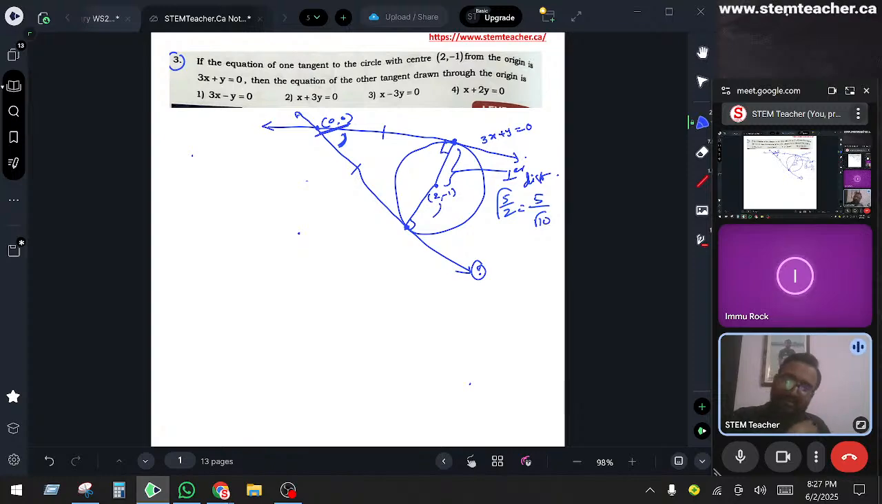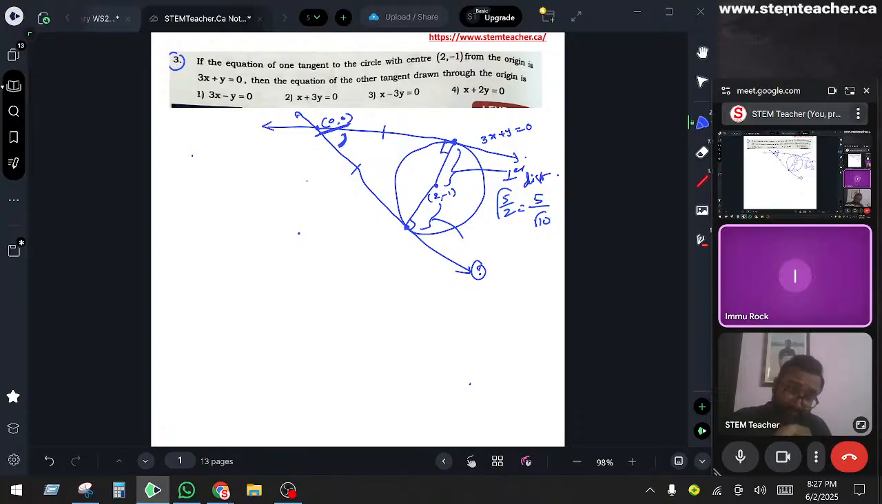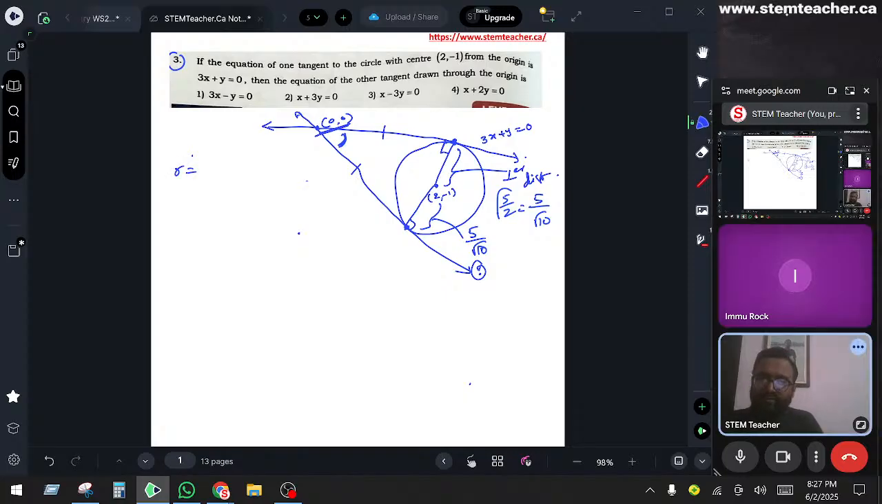What will this distance be? It will not be 5 by root 10. It is the radius. Okay, so r is the perpendicular distance. We have the formula and we got it. It is 5 by root 10.